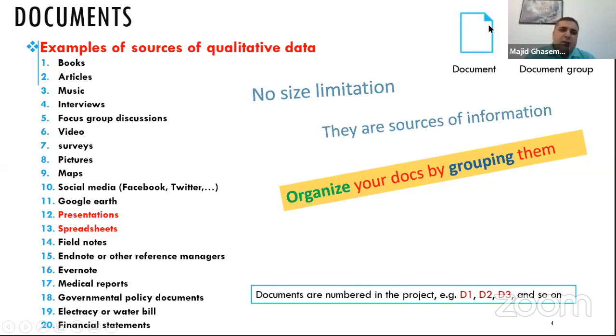So I would like to ask you to keep these icons in your mind, because when we are doing some examples, I think it will be more understandable for you. And the other important issue is that when you import any documents into your project in ATLAS.ti, the documents will be coded with D1, D2, D3, etc. So each document will have one number starting with D: D1, D2, D3, and so on.